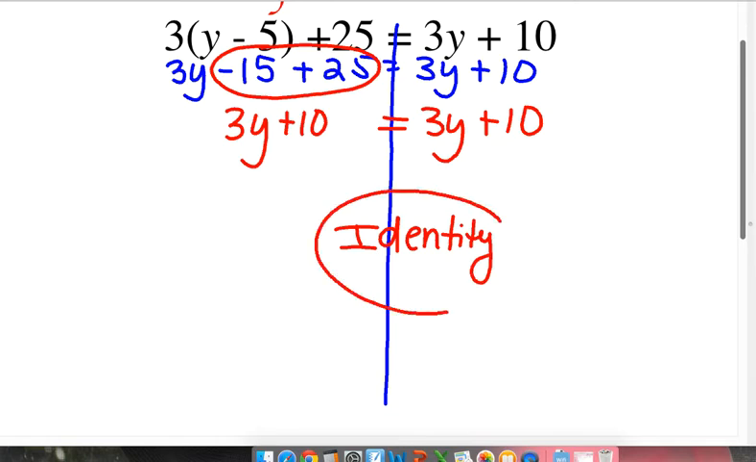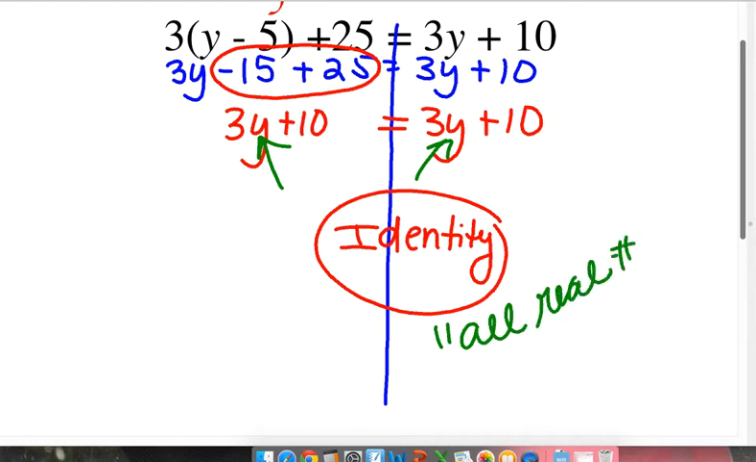Because any number I choose to plug in for y here and here, I'm going to be getting the same answer on both sides. Whether I choose a 0 or a 1 or a 10 or 1,000 or a negative 20 for y, it doesn't matter. I'm always going to get the same answer on both sides. You could call that identity, or you could call it all real numbers, because any number you choose will work.